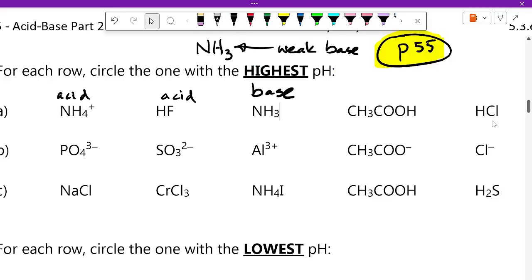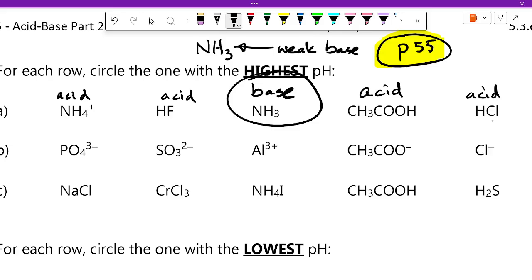CH3COOH is an acid. HCl is an acid. So who has the highest pH? NH3. Excellent.